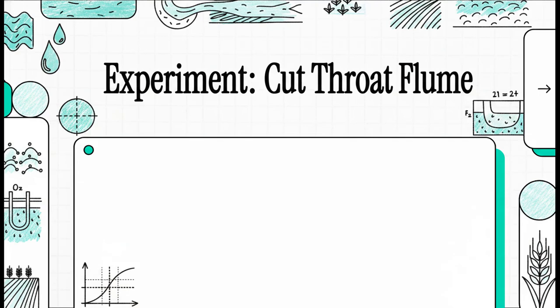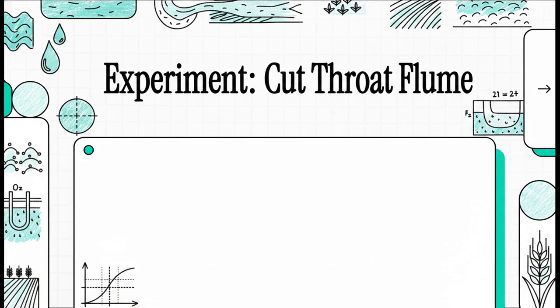Welcome to today's Explainer. We're diving into something that honestly sounds a bit like it belongs in a gritty spy thriller, but it's actually a massive cornerstone of modern civil engineering. It's called the cut-throat flume. Now, behind that incredibly dramatic name is a remarkably elegant tool. Engineers use it to measure open-channel water flow, which is absolutely essential for managing global agriculture and irrigation.